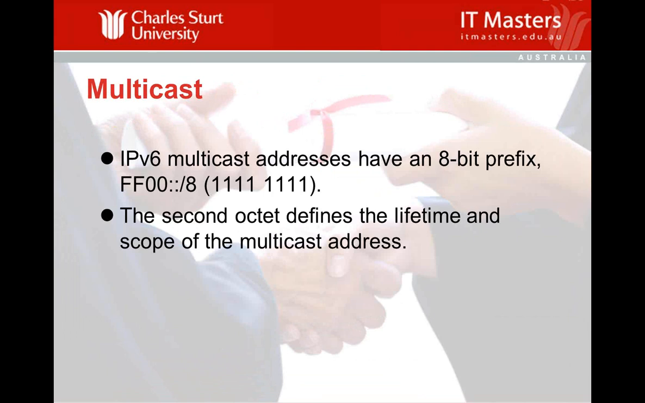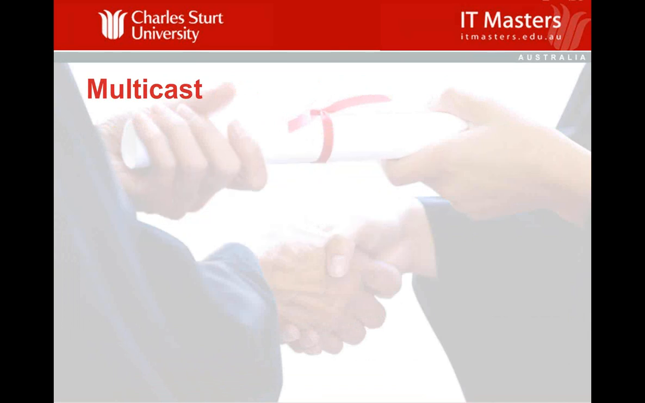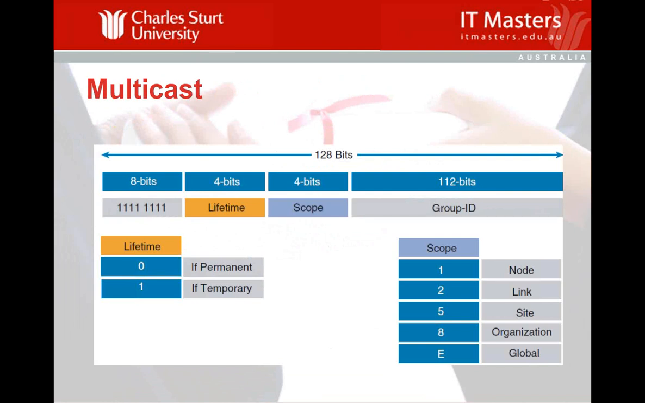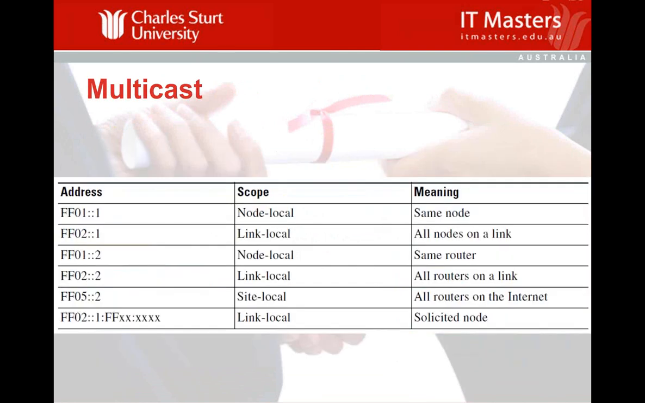The second octet defines the lifetime and scope of the multicast address. So all that basically means is it decides how long that particular address exists for and how far it's allowed to propagate across the network. Just key points you need to understand. And this is the way it looks. The first 8 bits, we know they're FF00. The next 4 bits are lifetime, the next 4 bits are scope, and the last 112 bits represent the group ID. Again, you don't necessarily have to know all of this, it's just for interest's sake, and that's why I'm walking over it fairly quickly.